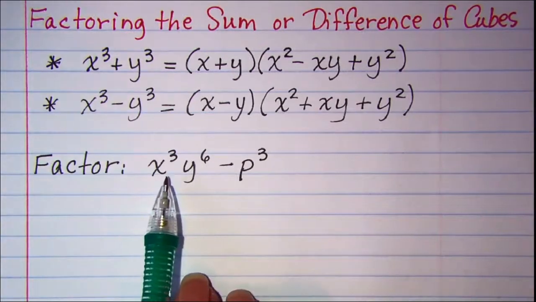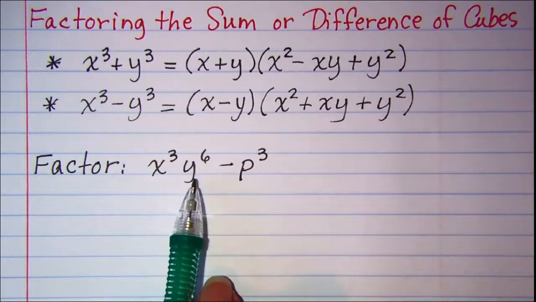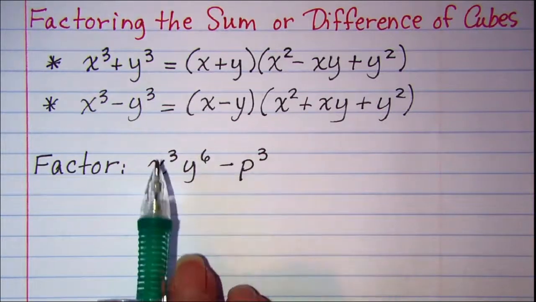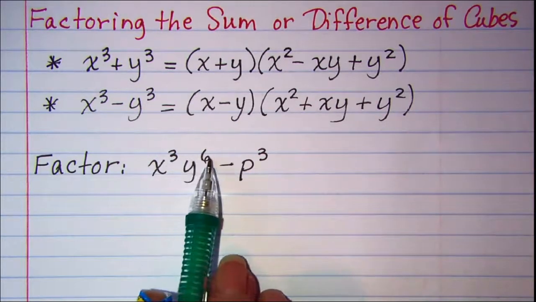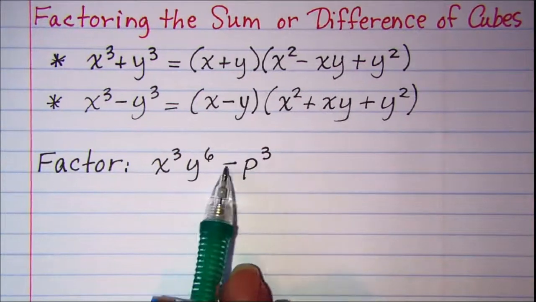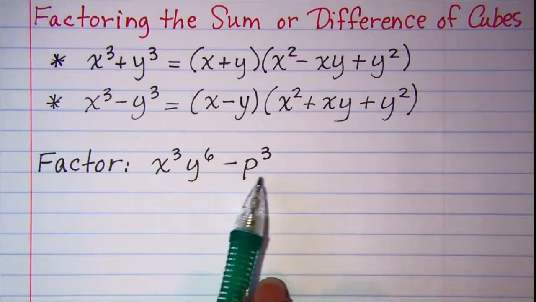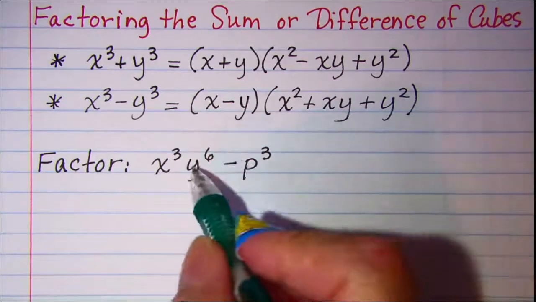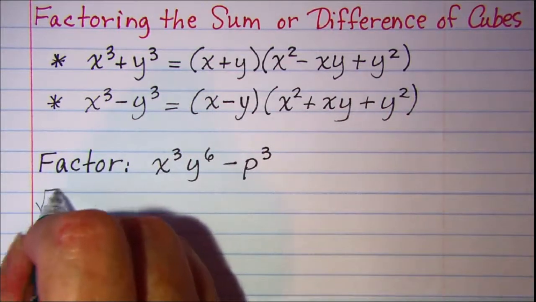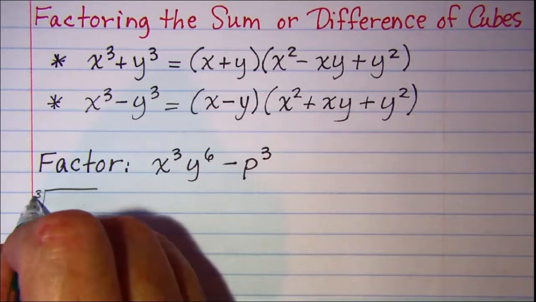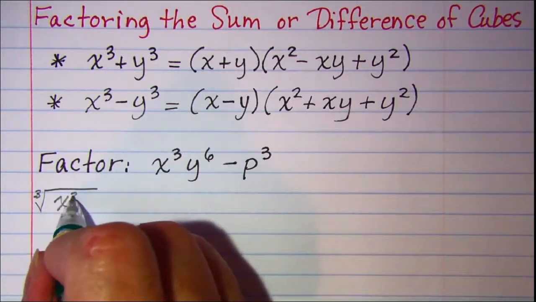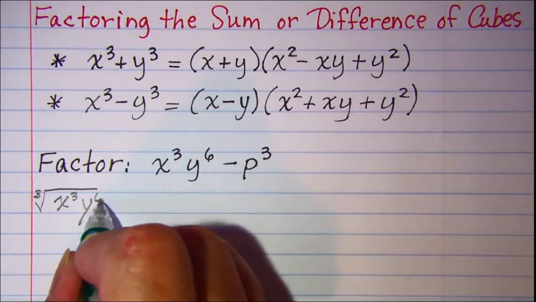I'm asked to factor x cubed y to the sixth minus p to the third. Now we can see that all of these exponents are multiples of 3. So that means we're talking about the difference of cubes. Now the way to cube root this first term, cube root, remember, has an index of 3 here. And so I have x cubed y to the sixth.